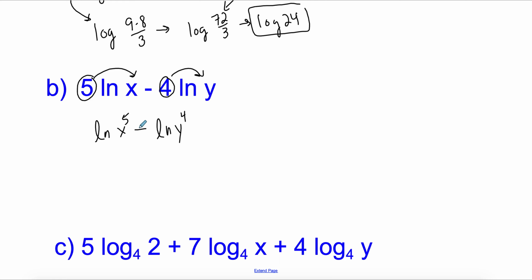And now we can put these together. What does this mean? It kind of looks like a division sign. It's got to be a division sign. So natural log x to the 5th divided by y to the 4th. And I like to put those in parentheses like that. Done.